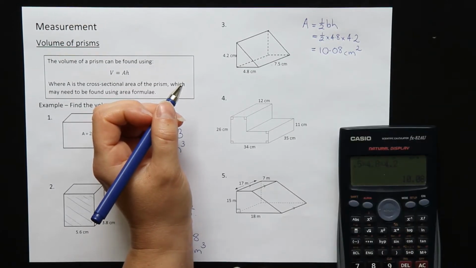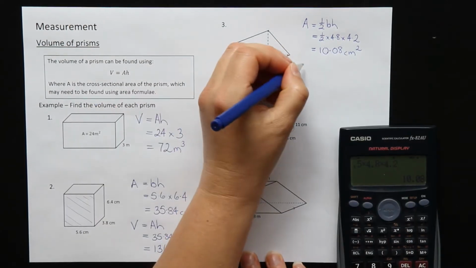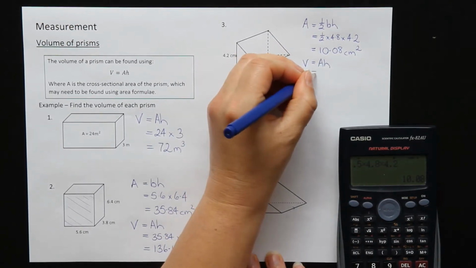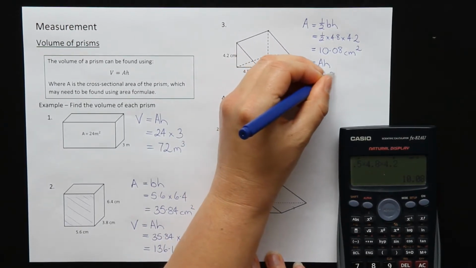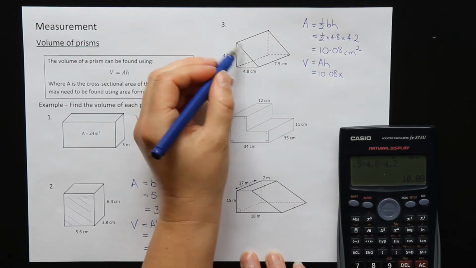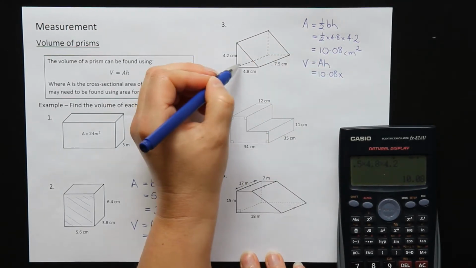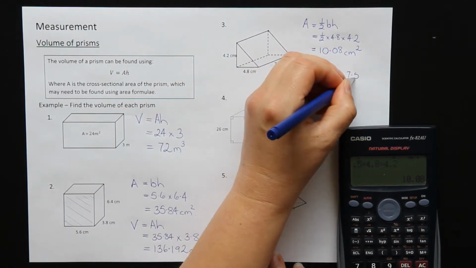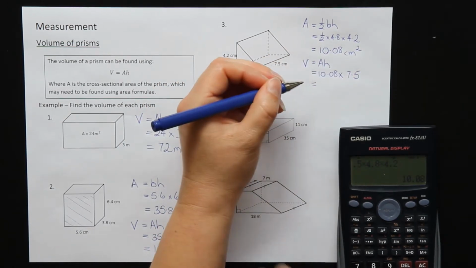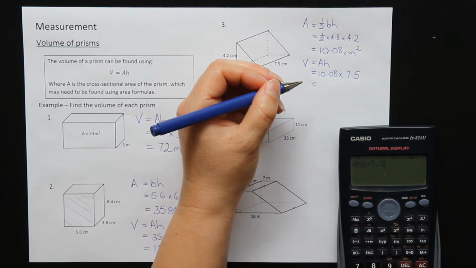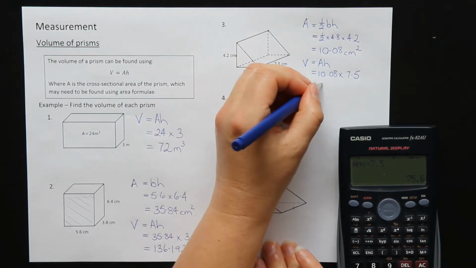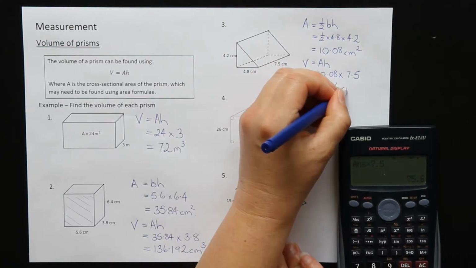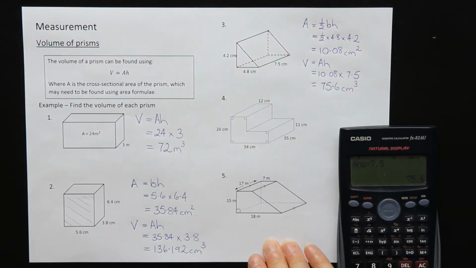Okay, now to do the volume. Volume is equal to the area times the height. The area we worked out was 10.08. So all I have to do is times that by the height going back from that area, which is 7.5. So timesing that by 7.5, I get 75.6 centimeters cubed.